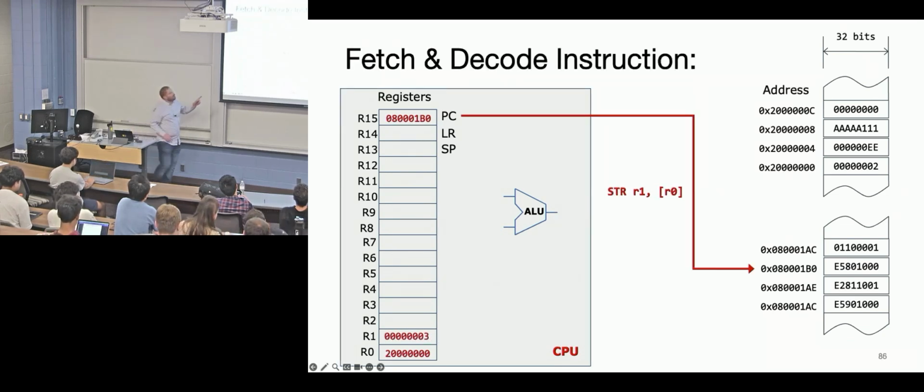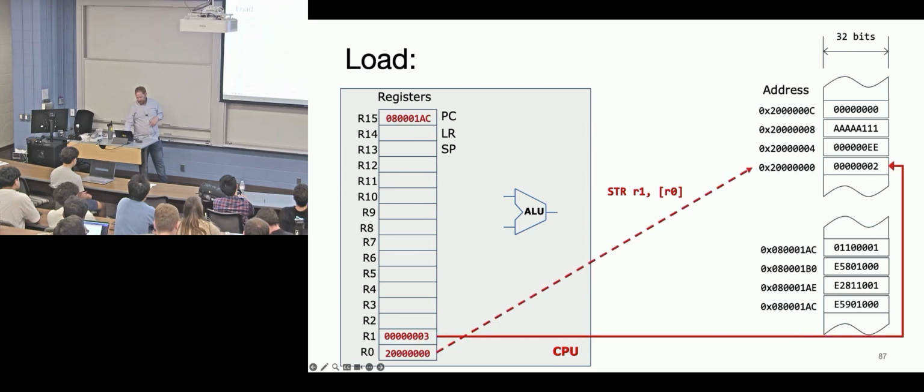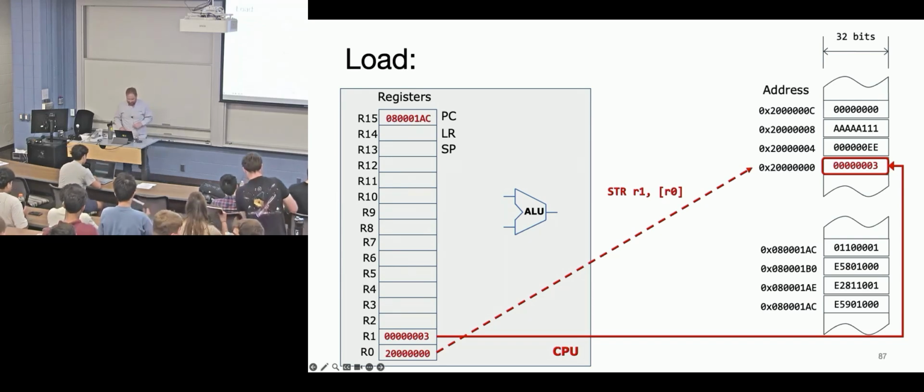We increment the program counter by 4. We fetch the instruction and decode it as store the value of R1 into the memory location defined by R0. And there we go. Okay. Great. And we'll do the exercise next time in class. All right, thanks.